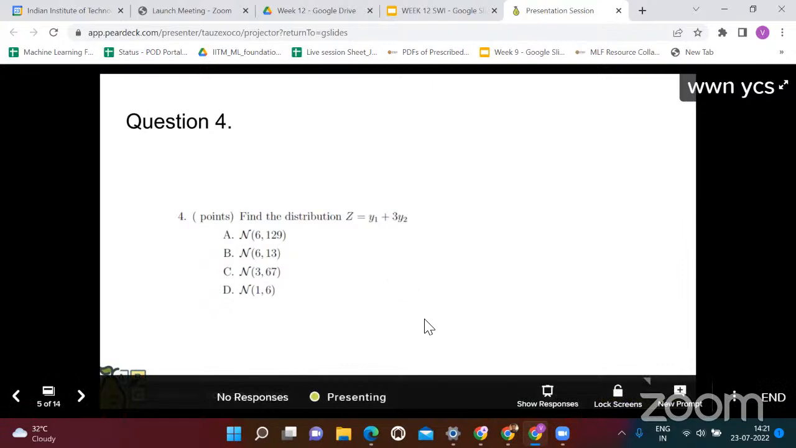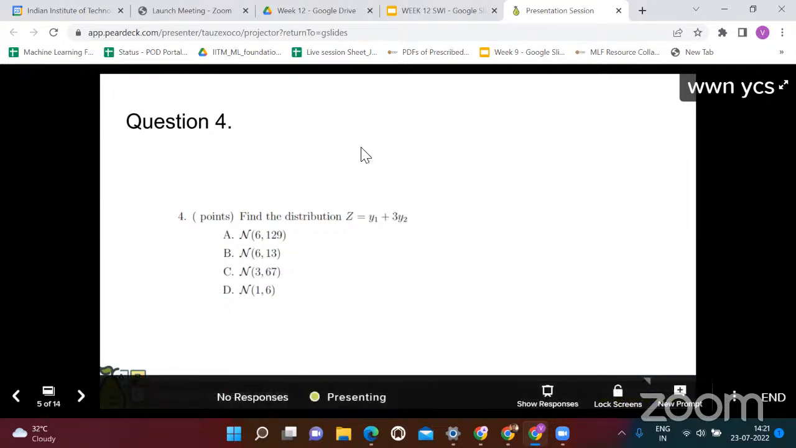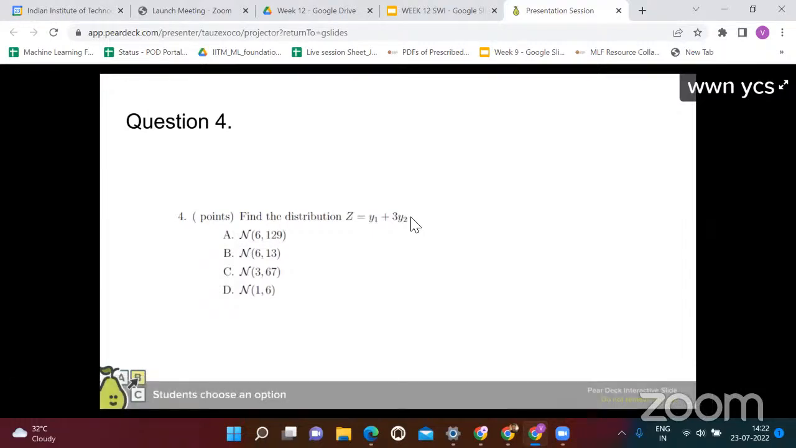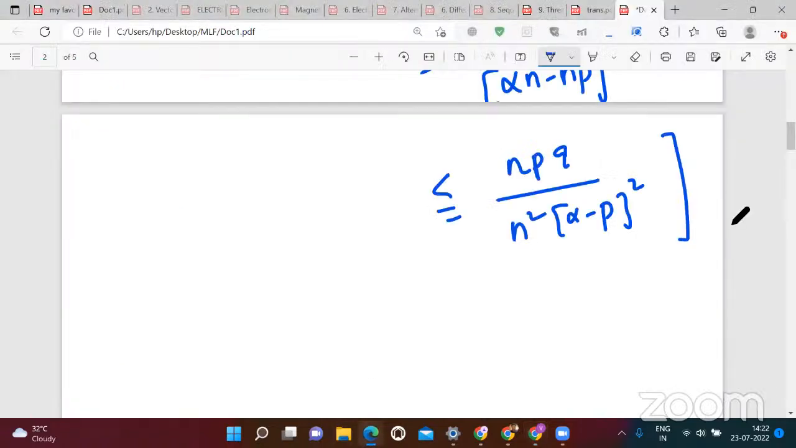The expected value of z will be mu of y1 plus 3 times mu of y2. Yeah, correct. And how will you calculate the variance? That I don't know. Okay. The mean you can calculate directly. The addition of expectation can work anywhere, but for the variance, you can't directly do that. For the variance, you need to do something else. So this is the fourth problem, I guess.